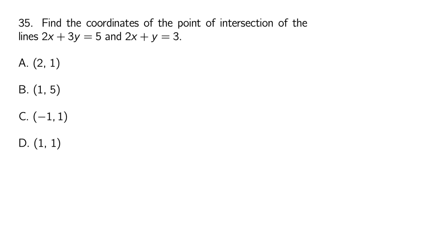The next problem is 35. It says find the coordinates of the point of intersection of the lines, this line and that line. Now here we can solve the equations simultaneously to find the point of intersection. We have 2x here and 2x here, so we can subtract this second equation from the first. When we do that, we get 2y equals 2, which means that y equals 1.